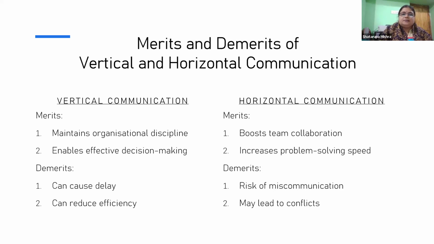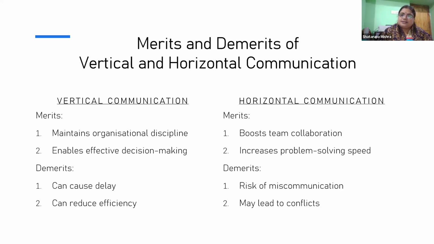Two merits of vertical communication would be that it maintains organizational discipline, right? So if there is a structure, if there is a relationship between superior and subordinates, then that will maintain discipline in the organization. We cannot go and say anything that we want to the head of the institution. There is a certain protocol. We have to think about certain types of behavior when we want to communicate with someone who is superior to us. Then it also enables effective decision making.